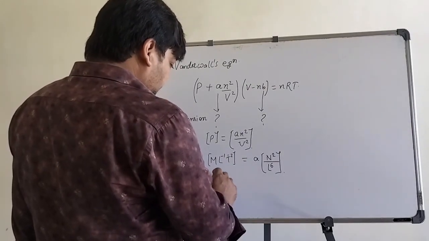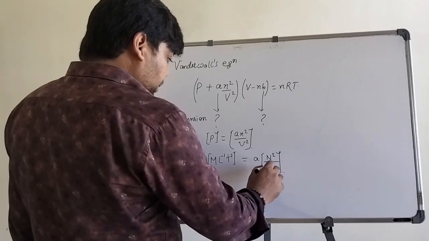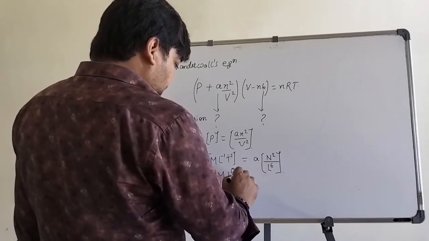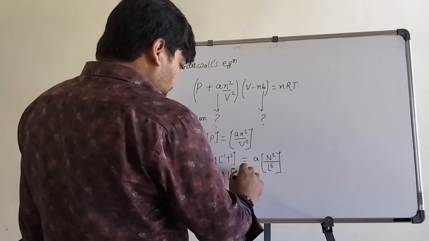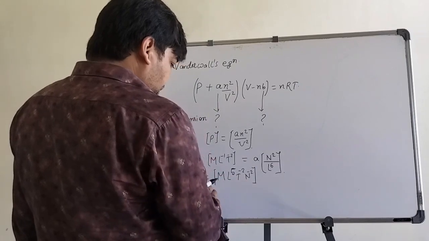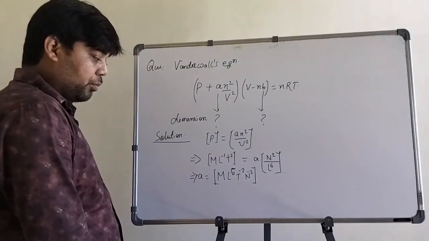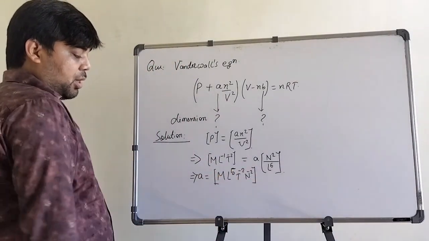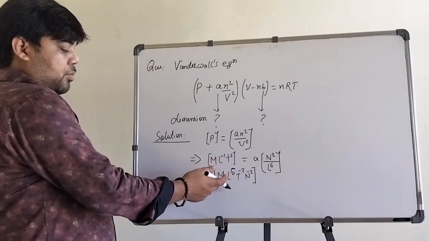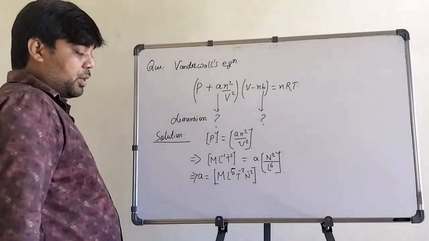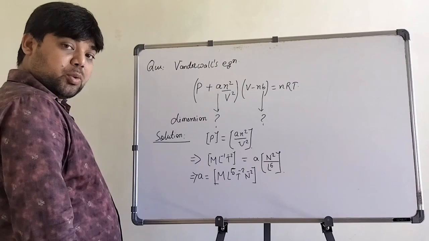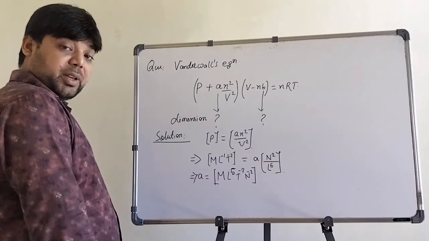So you will get M L to the power 5 T to the power minus 2 n to the power minus 2 as the dimension of a. Right? You see how simply you can calculate it. Mass to the power 1, length to the power 5, time to the power minus 2, and mole to the power minus 2, is the dimension of a.